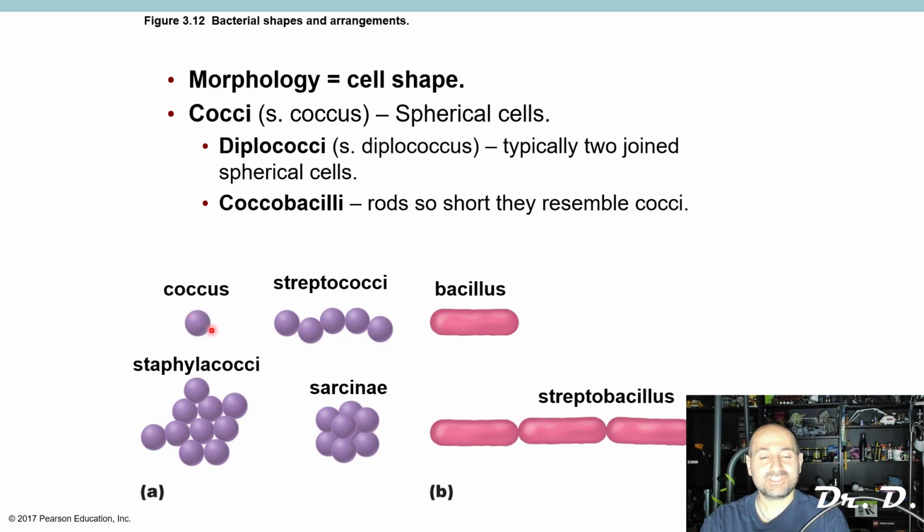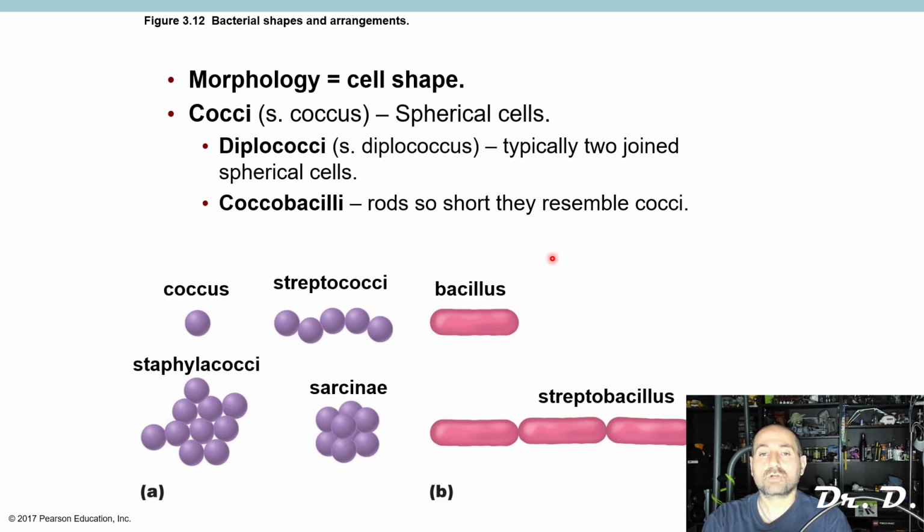If you have a single sphere, that is coccus. If you have a single rod-shaped bacteria, that's bacillus. If you have multiple rod-shaped bacteria, that's bacilli. I know it's a tongue twister. I almost got it backwards myself, because it is easy to mix up these terms. But again, coccus singular, cocci plural, bacillus singular, bacilli plural, right? So that has to do with shape of the bacteria.